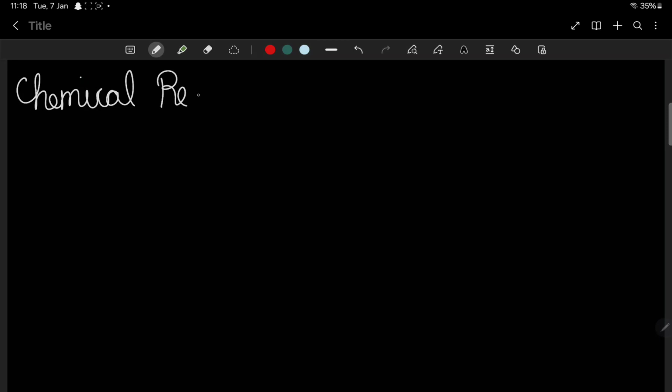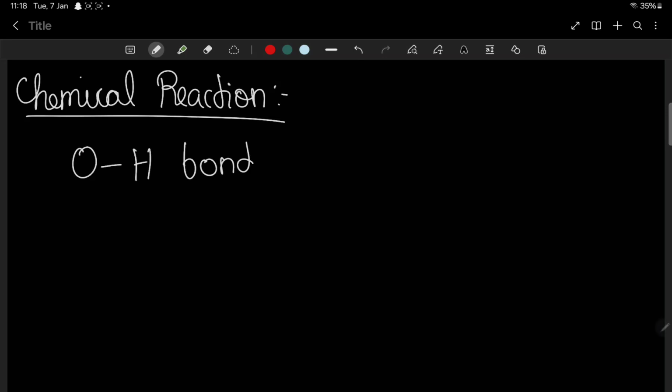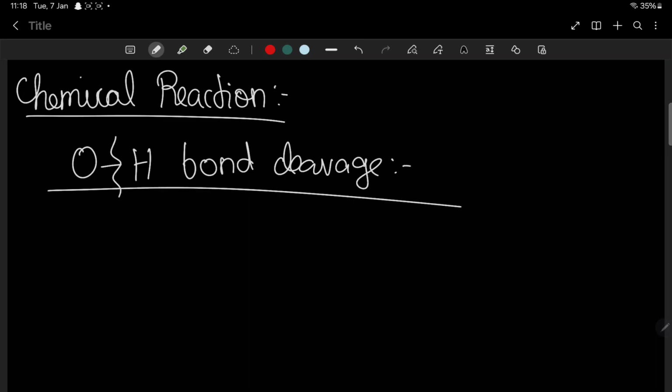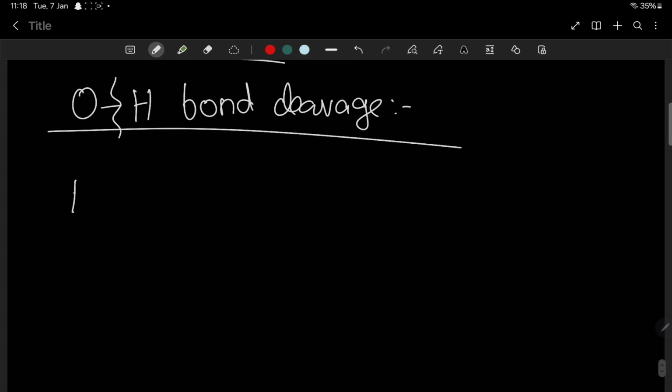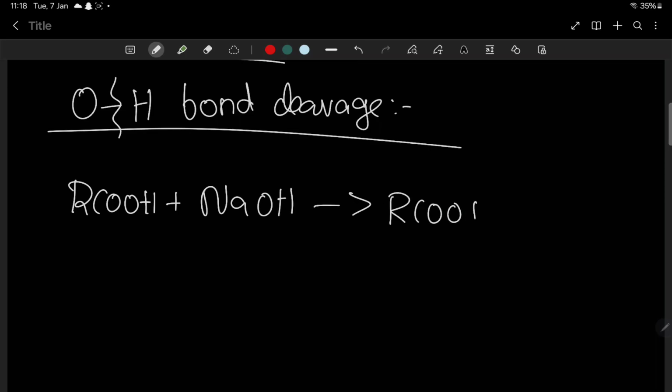Chemical reactions. So as we did in alcohol, there are 2 types, OH bond cleavage and CO bond cleavage. First, OH bond cleavage. That is showing the acidic character. You know that carboxylic acid is an acid. So automatically, for sure, carboxylic acid will react with the base to give the corresponding RCOONa salt plus water.